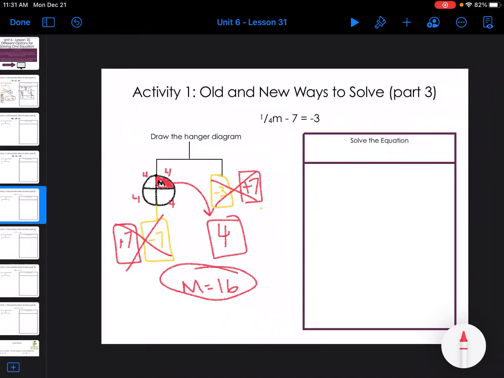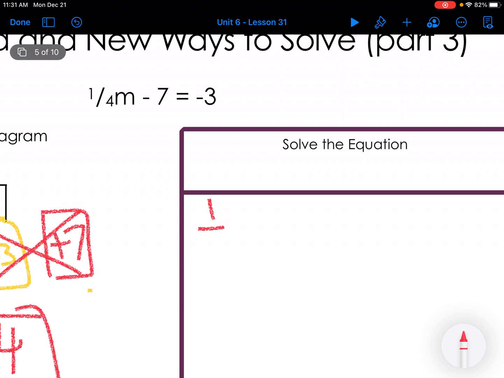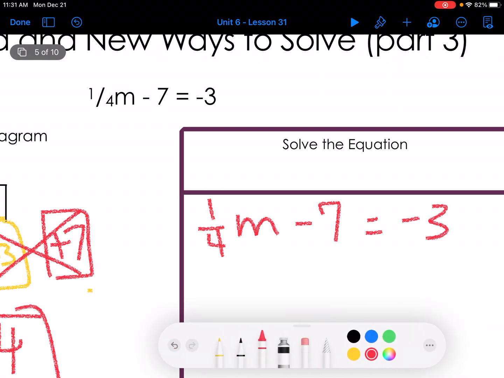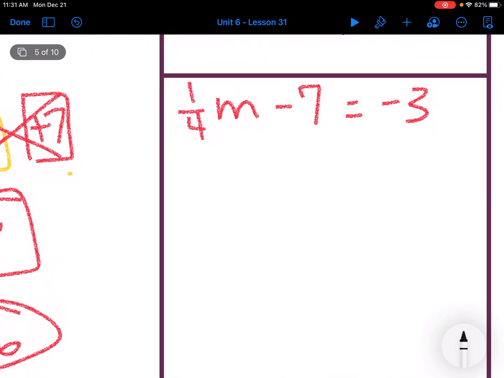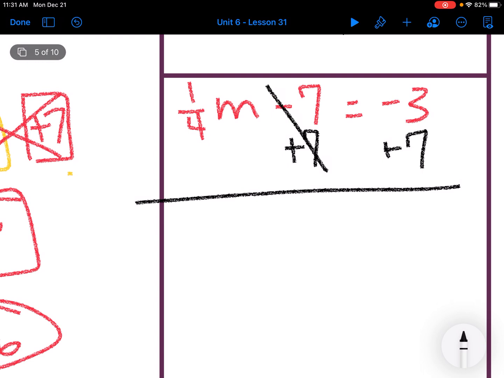Let's see if we're right. So I have 1/4 of m minus 7 is equal to negative 3. We treat a subtraction the same way we would treat a negative. So we're going to add 7 to each side. I zero out. Signs are different, so I subtract. I get 4, and it's going to be positive because the sign of the larger absolute value is positive. And I'm left with 1/4 m.